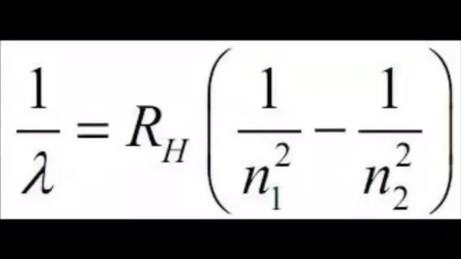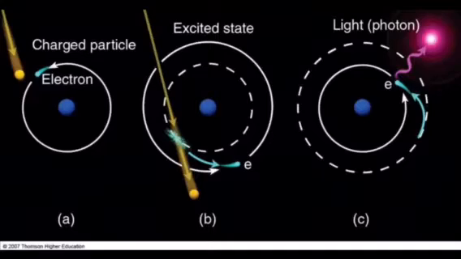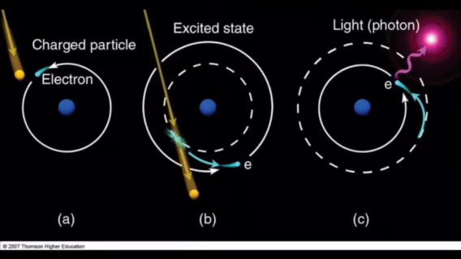Lastly, we will leave with the Rydberg equation. The Rydberg equation is a formula used to predict the wavelength of light resulting from an electron moving between energy levels of an atom. When an electron changes from one atomic orbital to another, the electron's energy changes.